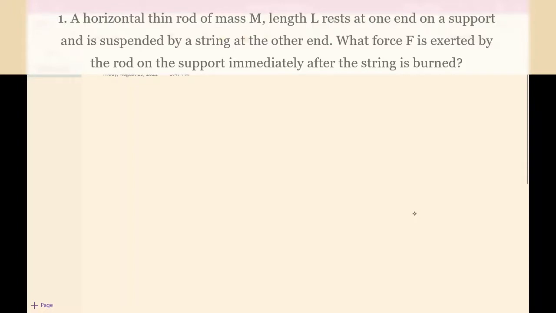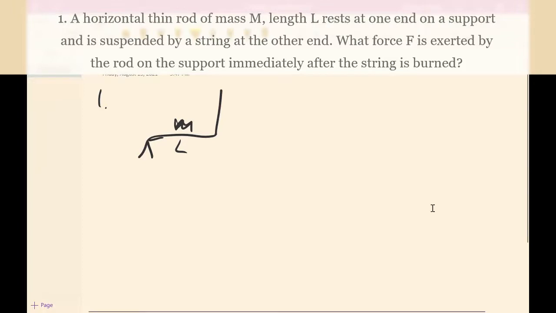So the first one is we have this horizontal thin rod of mass M and length L. It rests at one end on a support like this, and it's suspended by a string on the other end like this. At some point the string is burned and we want to find the force F exerted by the rod on the support immediately afterwards.